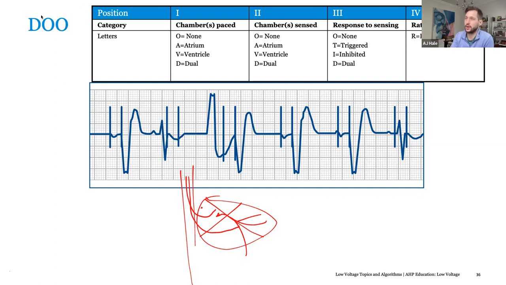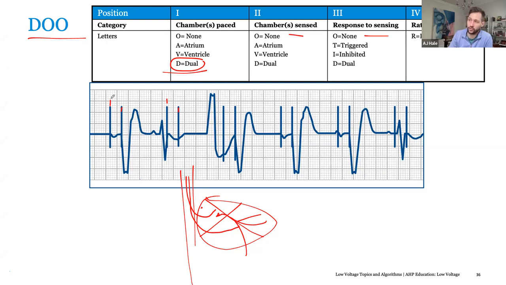So we have DOO here. This is your first of your true dual chamber modes. Once again, we pace in the ventricle. We don't do anything as far as sensing or responding to sensing in the ventricle or the atrium. We pace in both the ventricle and the atrium. In this case, we're set at 60 beats a minute. So our atrial timer is right here. Our ventricular timer is right here. I'll mark it negatively so we can see the difference.